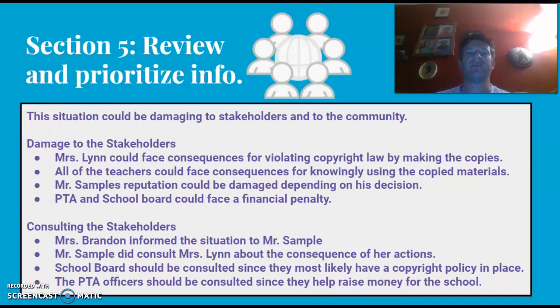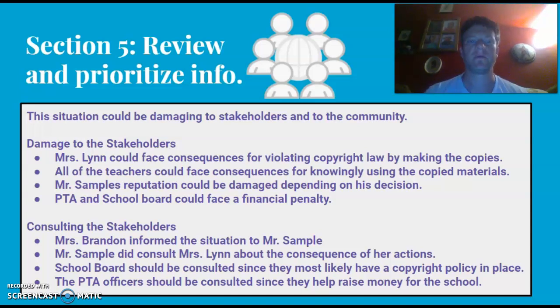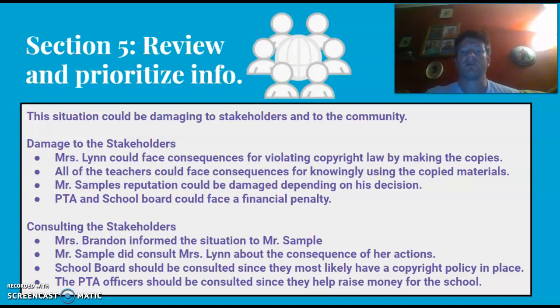Alright, so section 5 is review and prioritize the info. The situation could be damaging to stakeholders and the community. So let's look at the damage to the stakeholders. Miss Lynn could face consequences for violating copyright law and making the copies. All of the teachers could face consequences for knowingly using the copied materials. Mr. Sample's reputation could be damaged depending on his decision, and the PTA and the school board could face a financial penalty.